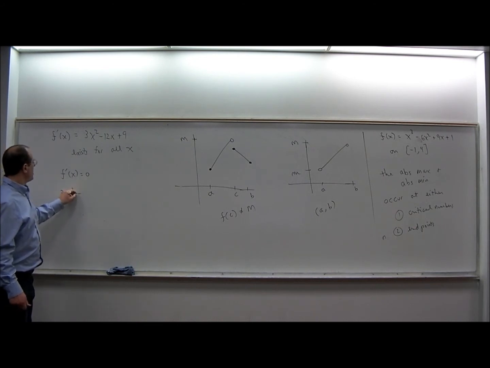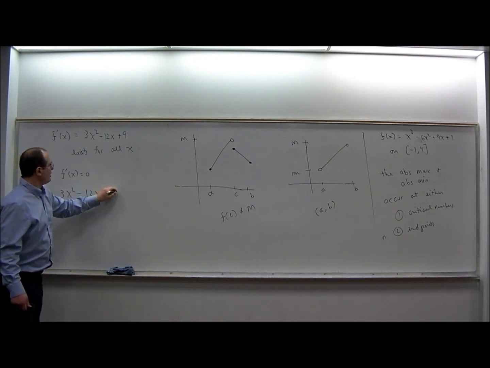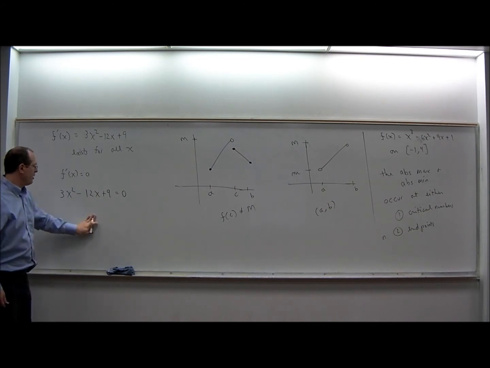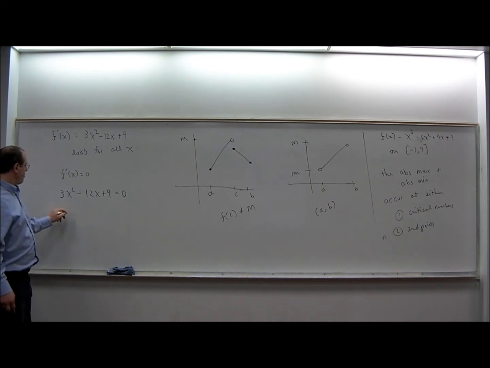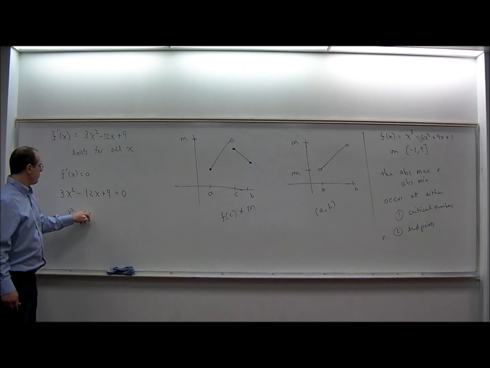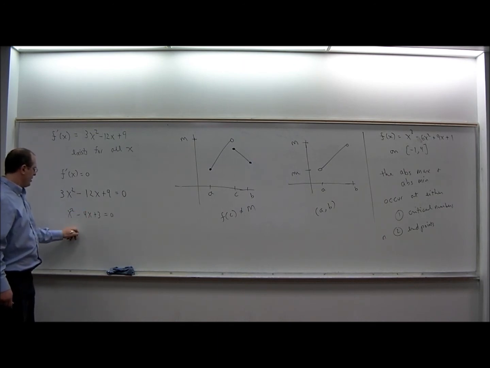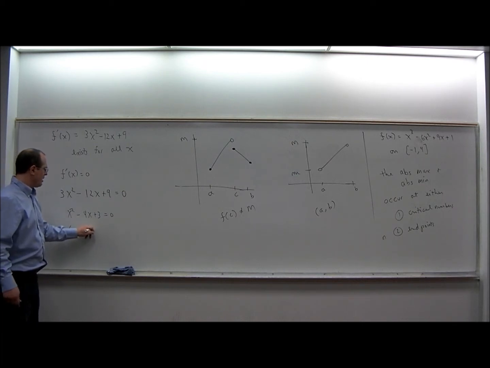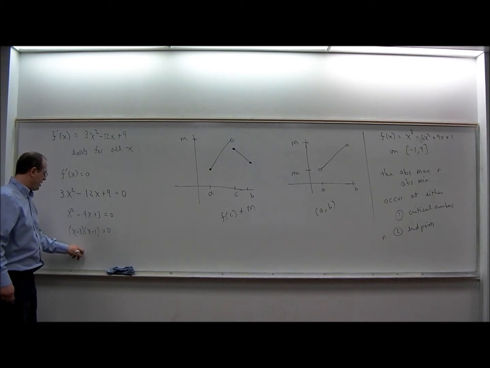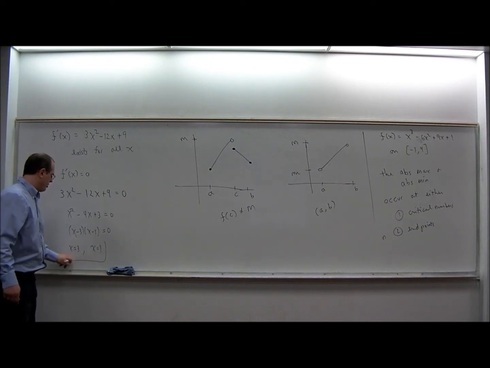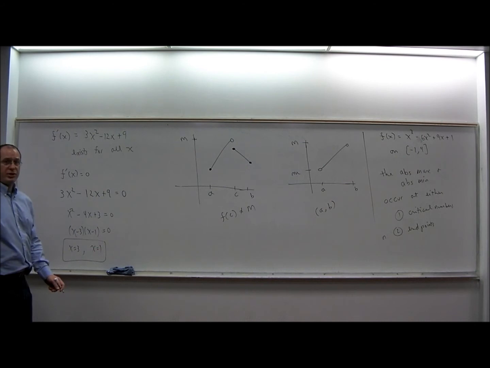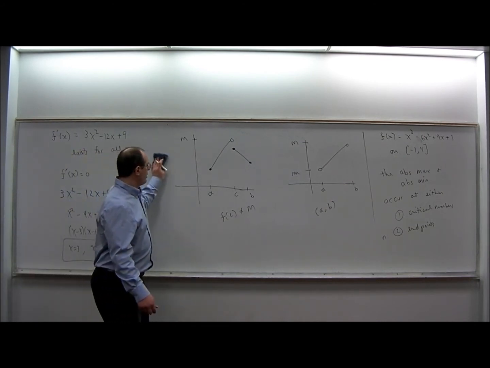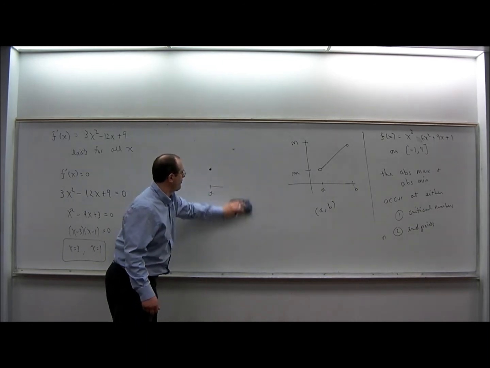So 3x squared minus 12x plus 9 is equal to 0. Divide through by 3. x squared minus 4x plus 3 is equal to 0. This factors: x minus 3 times x minus 1 is equal to 0. So x equals 3 and x equals 1 are the solutions. Those are critical numbers for the function.